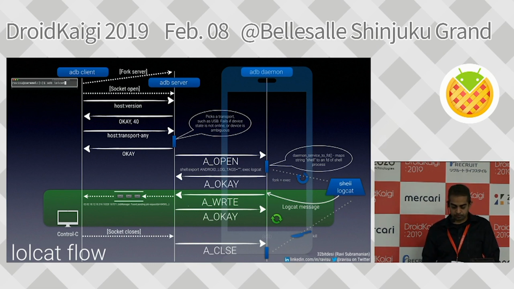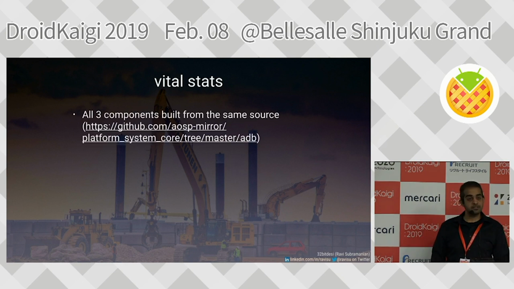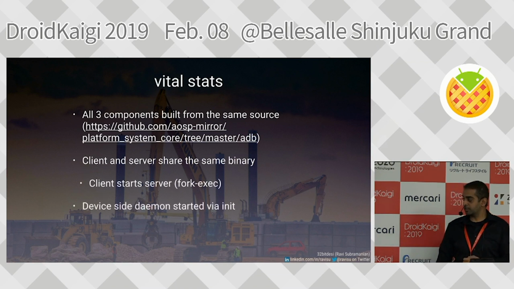Okay, on to the next slide. Some quick stats, because I still have a minute, in case you're curious. All three components, the client, server, and the daemon, are built from the same source code. That's the link to the mirror of the Android source for the system core project. The client and the server share the same binary, as I just explained, and the client starts the server. The device-side daemon is also built from the same code. It just happens to be built for ARM or x86 to run on the emulator.